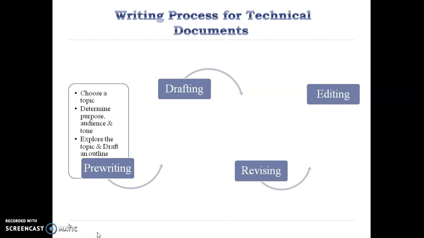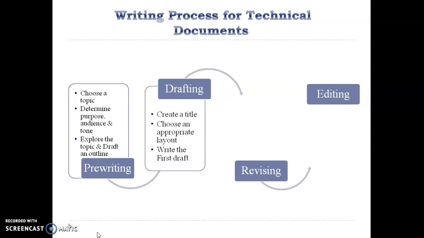Once this preparation is done, we move on to the second stage of writing a technical document, that is drafting. In drafting, the first thing is to create an appropriate title for your technical document. A title should convey what the technical document is all about. Then choose an appropriate layout.